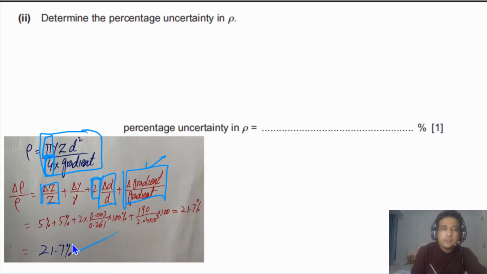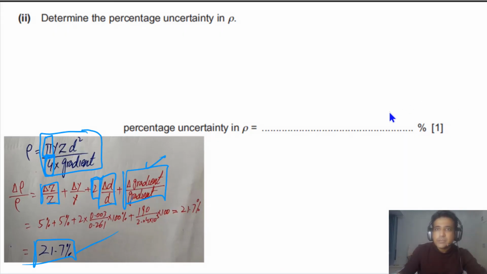So this is how you need to approach this part of the problem. If you have any questions about these things, you can leave your questions in comments. So this is the main idea, how you need to approach. And if you do calculations by yourself, your answer will not be 21.7% exactly, but your answer has to be close to this answer. So let's move on to the next part.